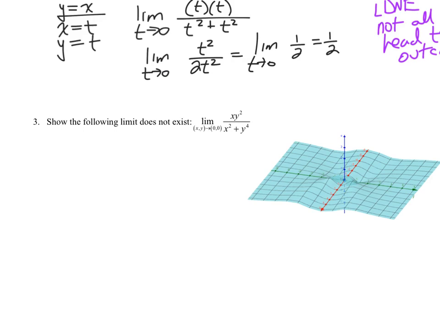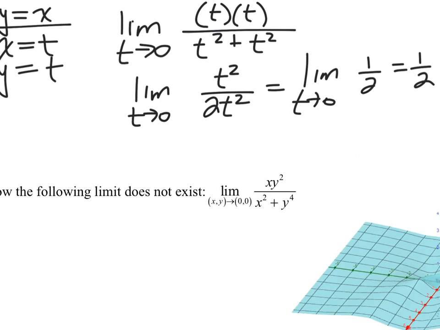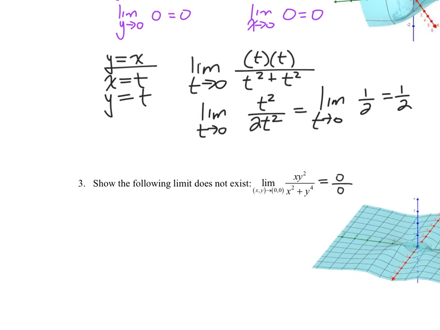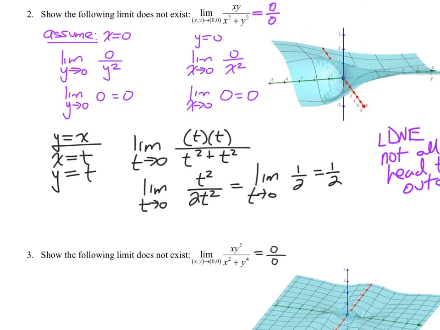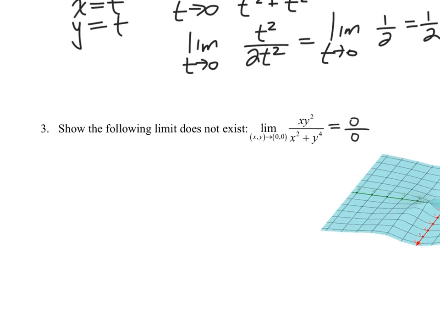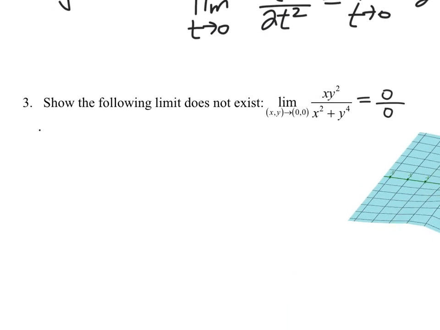Now, this one, we plug in the zeros, you get 0 over 0. Again, you don't need to work on that. You can probably bet that the same thing is going to happen if you follow different paths, but I'm going to do it anyway. So we're going to assume the path.